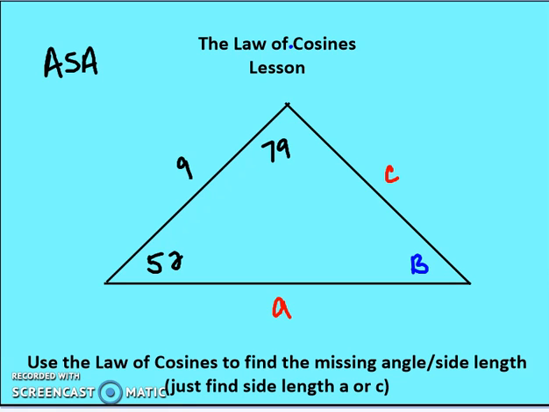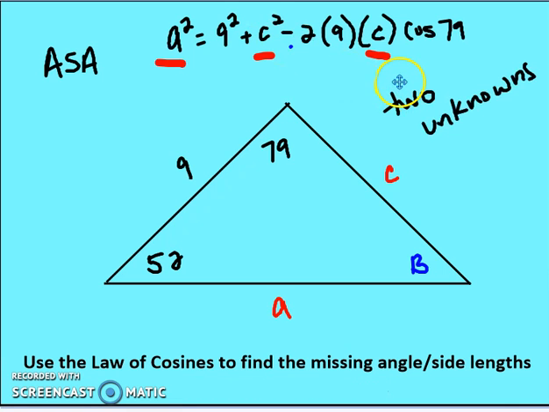Angle, side, angle. I'll pause here while you try to figure this out using the law of cosines. All right, so we end up again with two unknowns, so we cannot use the law of cosines to solve for an angle, side, angle triangle.